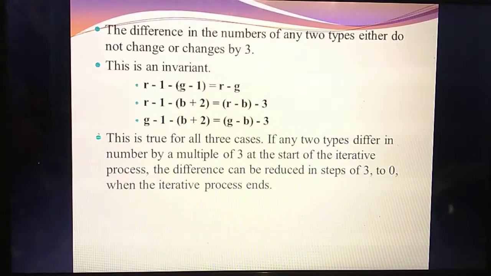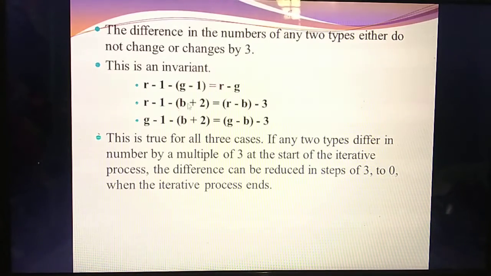Okay, listen. So first R minus 1 minus G minus 1. First you are subtracting the first two terms. Okay. So remove the bracket. R minus 1 minus G plus 1. So minus 1 and plus 1 get cancelled. You will get the answer R minus G. So red minus green.